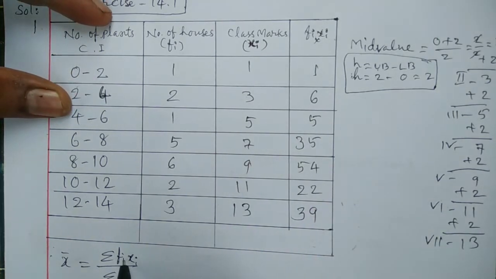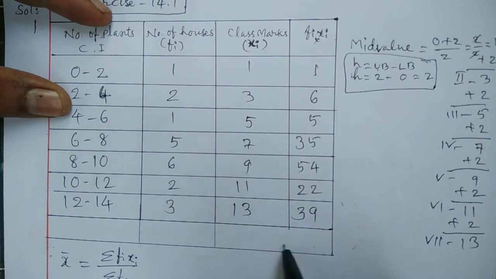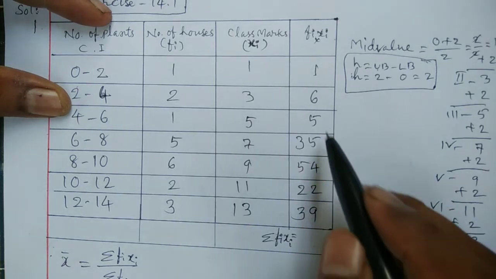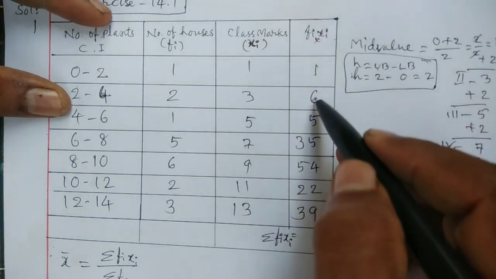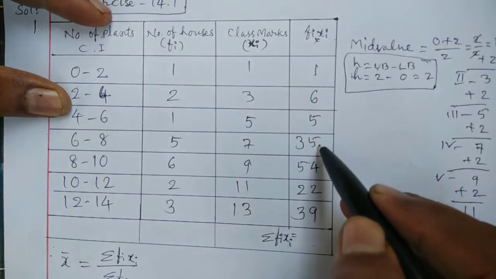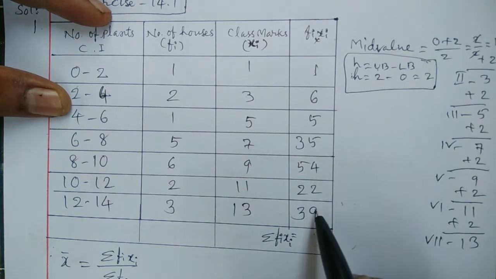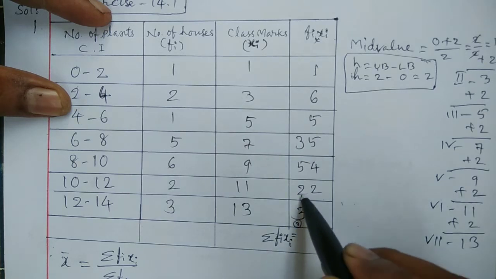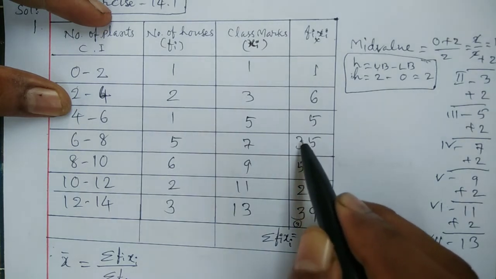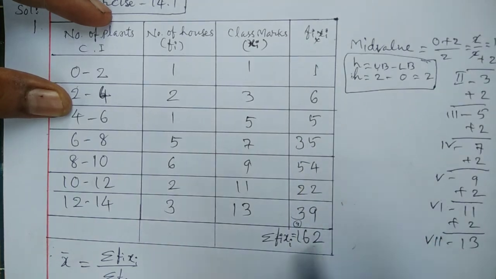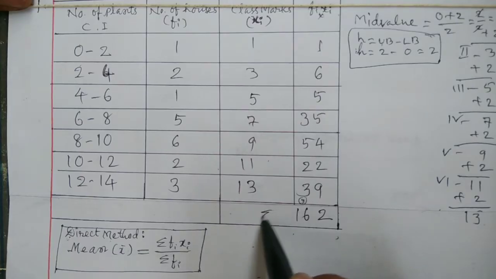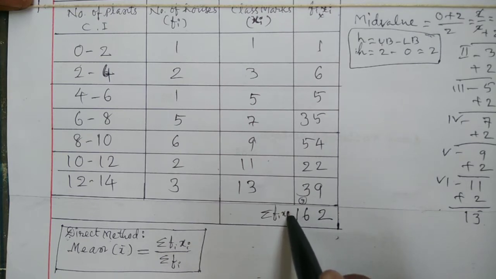So in this we have to find sigma fixi. That's why we have to add this. 1 plus 6 is 7, 12, 17, 21, 23, 32. Then 3 plus 3 is 6, 8, 13, 16, 162. So this is summation fi xi.